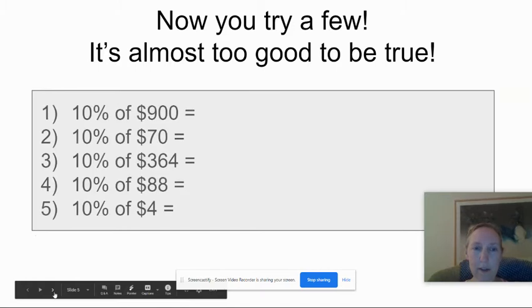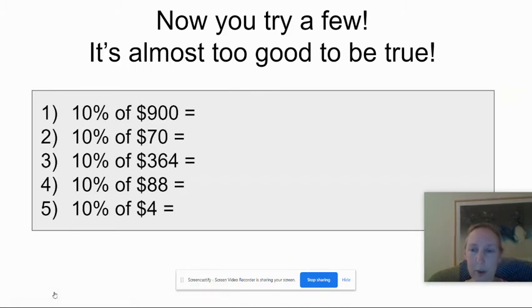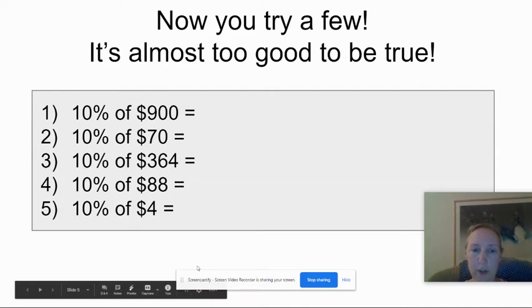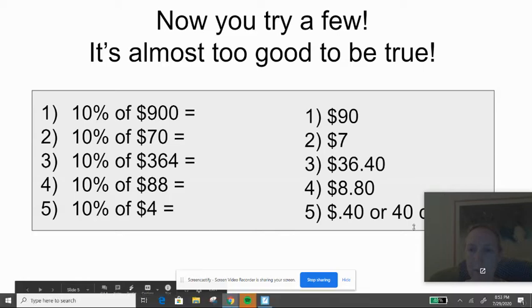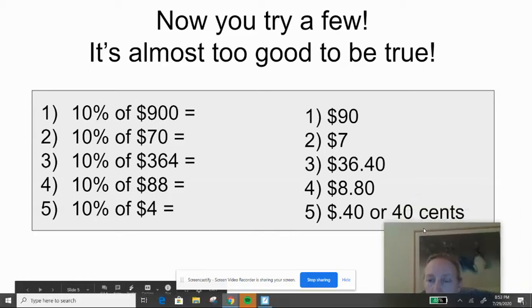So go ahead and do these 5 examples. Pause your video. And when you're done, come back and see if you got the answers right. Did you get these answers? Hopefully you saw just moving the decimal one place to the left is a super easy trick that you really can do in your mind.